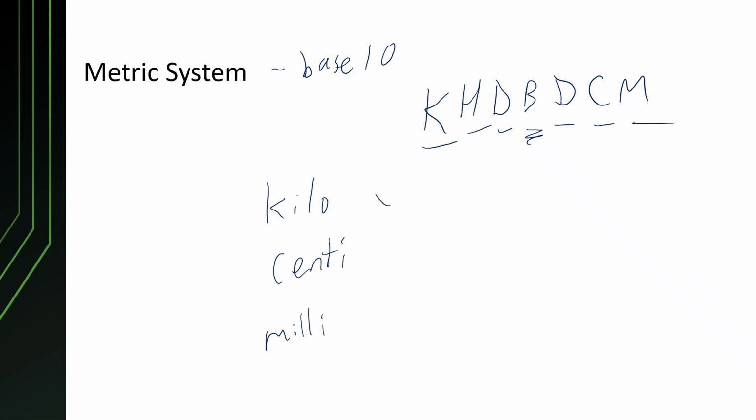So kilo means 1,000 times bigger. Centi would be 1/100th, and milli would be 1/1000th the size. So like there are 1,000 grams in a kilogram. There are 100 centimeters in a meter. There are 1,000 milliliters in a liter. So you notice I'm adding those prefixes on to the base unit. These are the ones that I would like you to remember. These are the factors that you're multiplying by from that base unit.